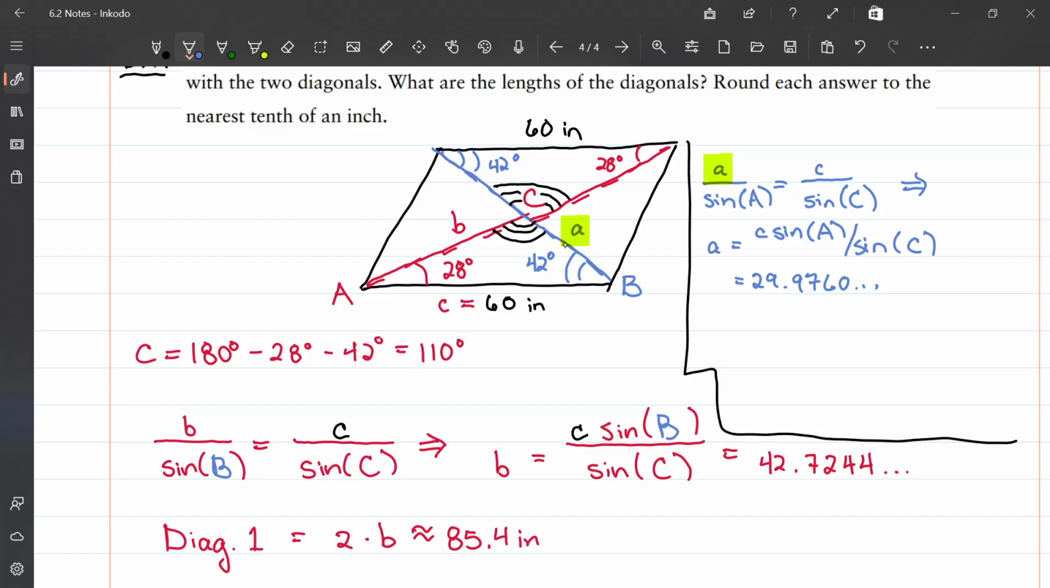So if I want to get the length of this blue diagonal, which I'm going to call diag number 2, just to keep with the pattern, it should be 2 times the length of little a. And if we do that calculation and we approximate, must remember to approximate to a tenth, we wind up getting approximately 60.0 inches after we round to the nearest tenth. So there we have it, our two diagonals, 85.4 inches and 60.0 inches approximately.